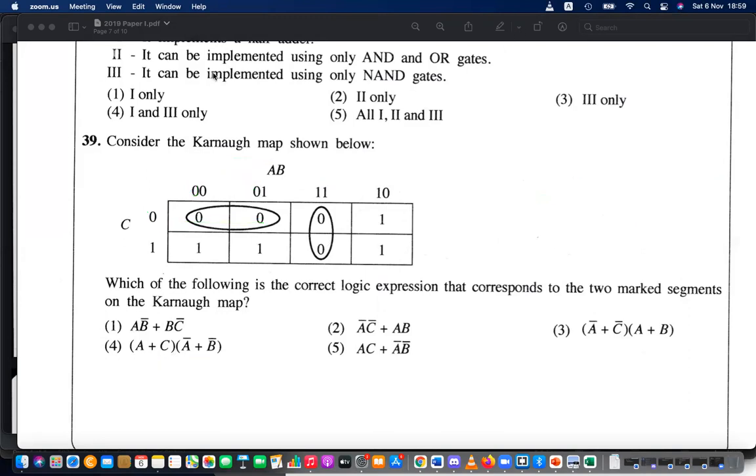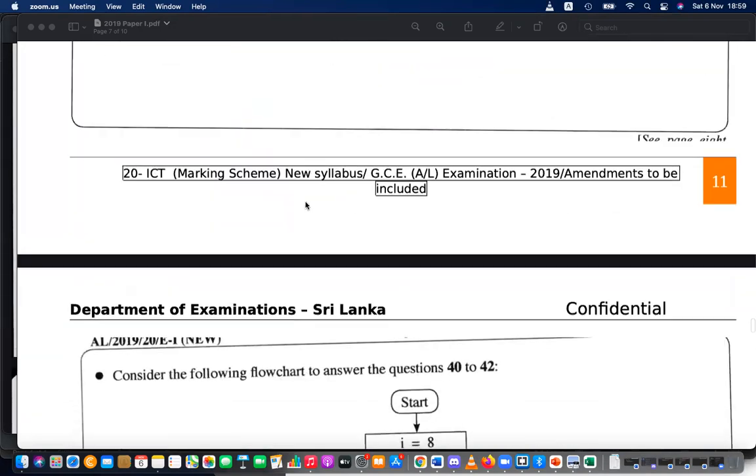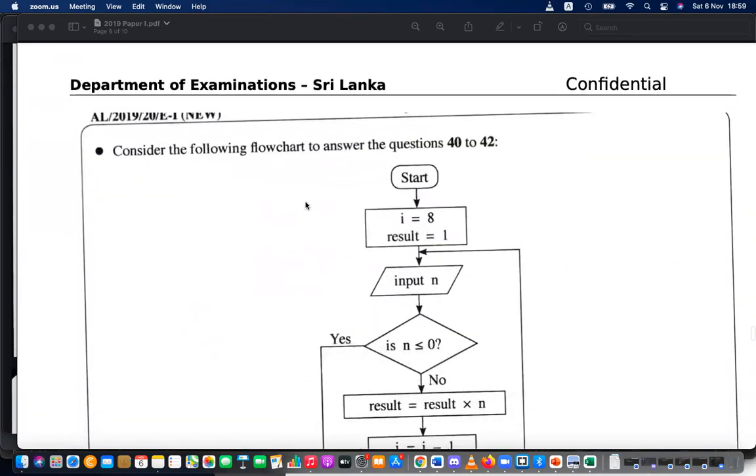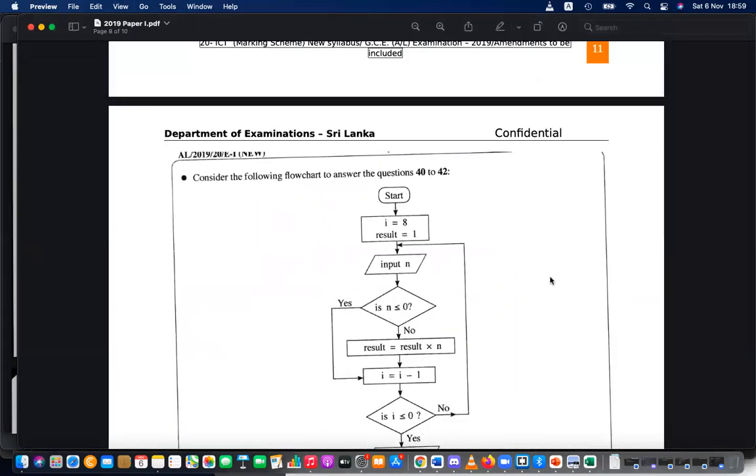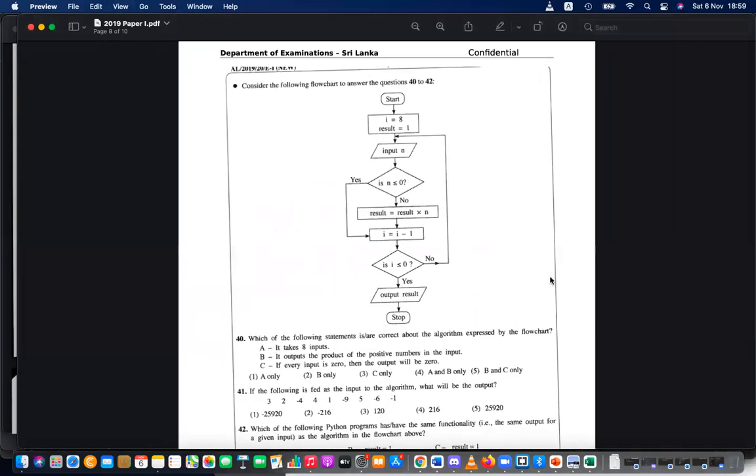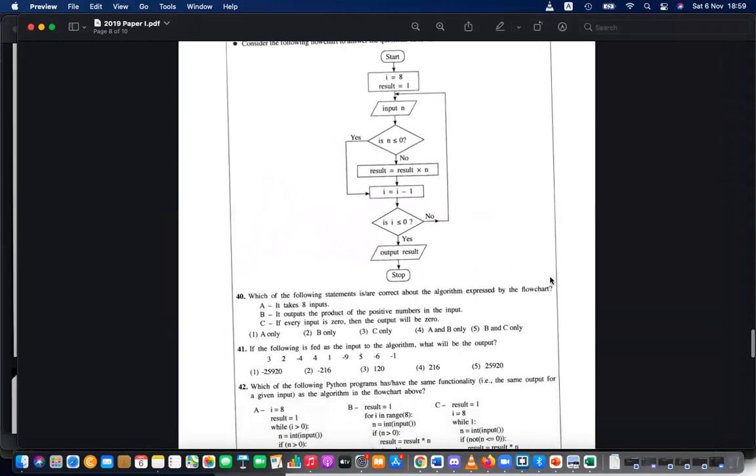Okay, let's discuss the next set of questions quickly. I think we can finish the paper today. Okay, try to answer question numbers 40 to 42.